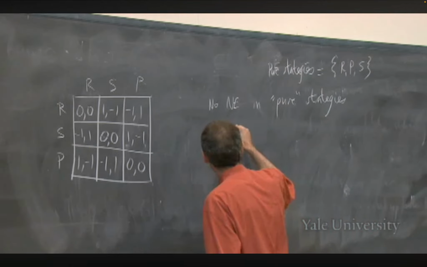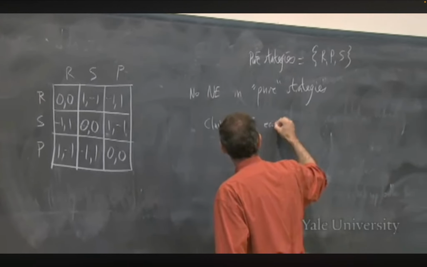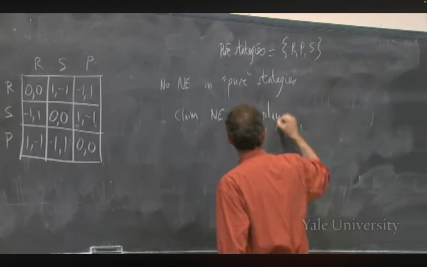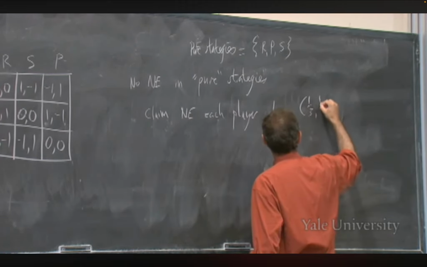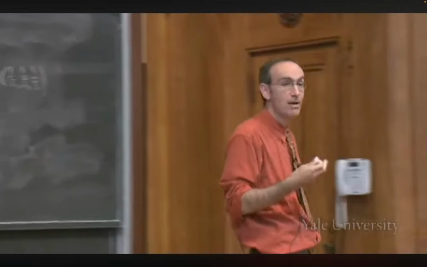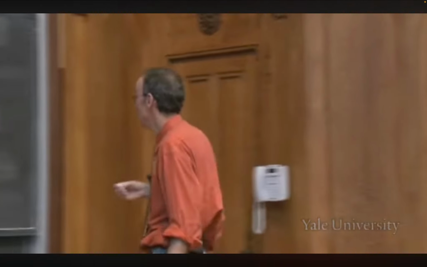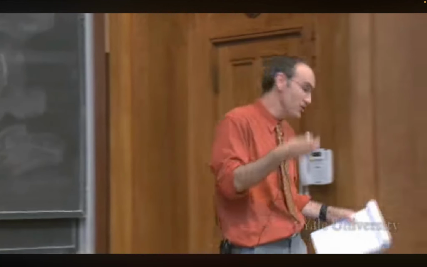So I claim as a guess that the Nash equilibrium is that each player, both players, chooses each action with probability a third. So each player is playing the mixed strategy, a third, which is Moses' recommended strategy. All right, so each player is going to play a third. I'm actually amazed that people didn't realize that, and I'm puzzled as to what happened in your childhood, but never mind.